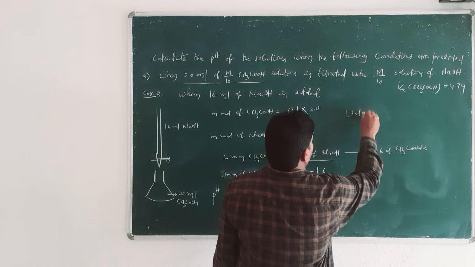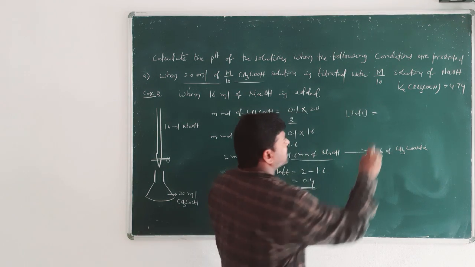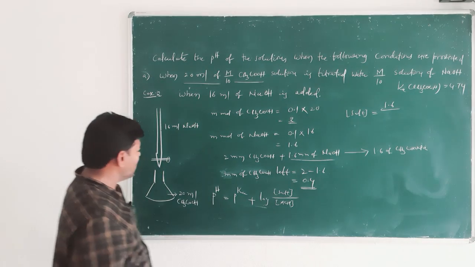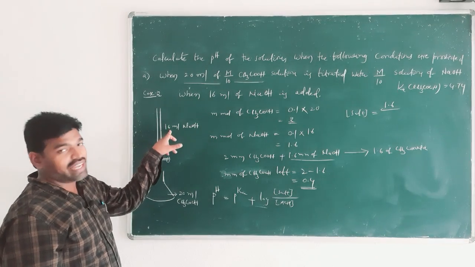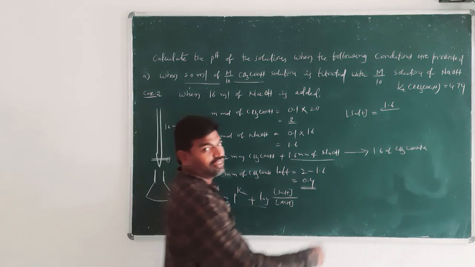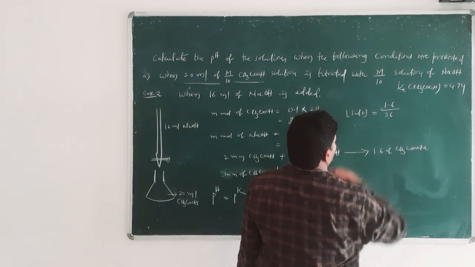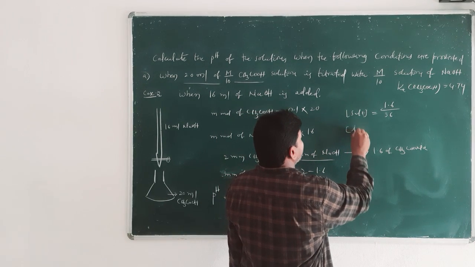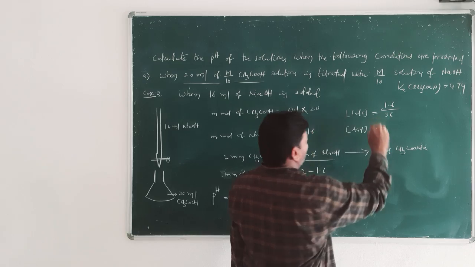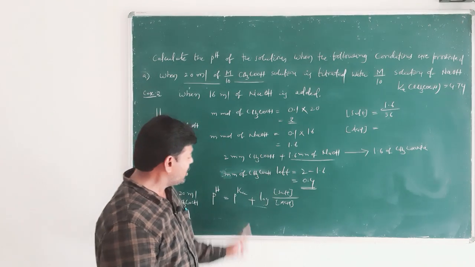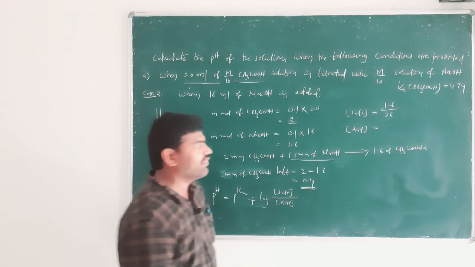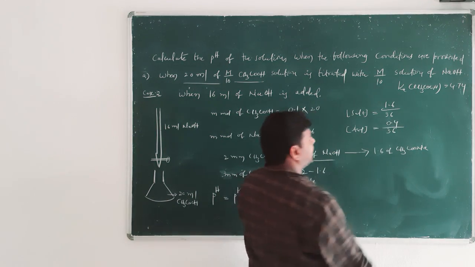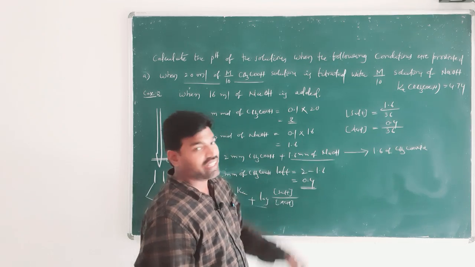How can we calculate the concentration of salt? Concentration of salt is equal to millimoles of salt by total volume. What is the total volume? This is 20 ml and 16 ml is added, that is 36 ml. The final volume is 36. So 1.6 by 36 gives the concentration of salt. And for the concentration of acid, 0.4 millimoles of acid is left behind, so that is 0.4 by the total volume 36.